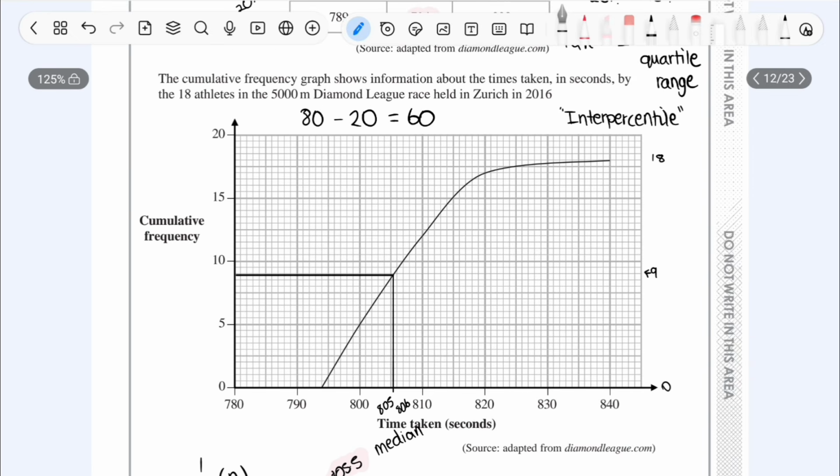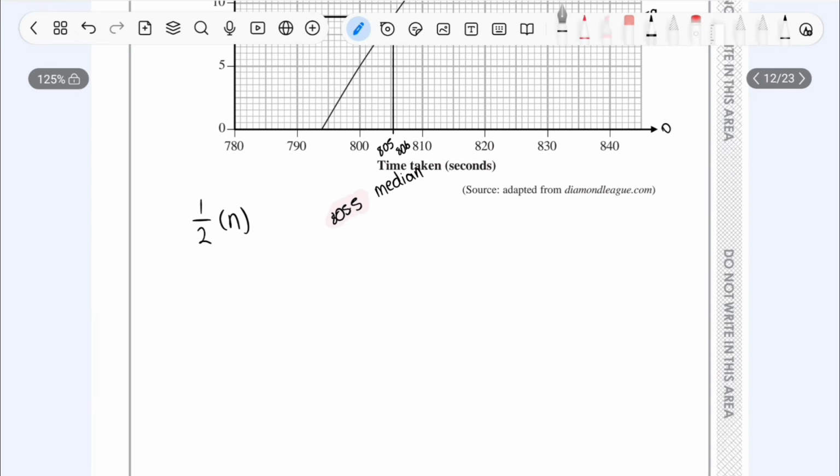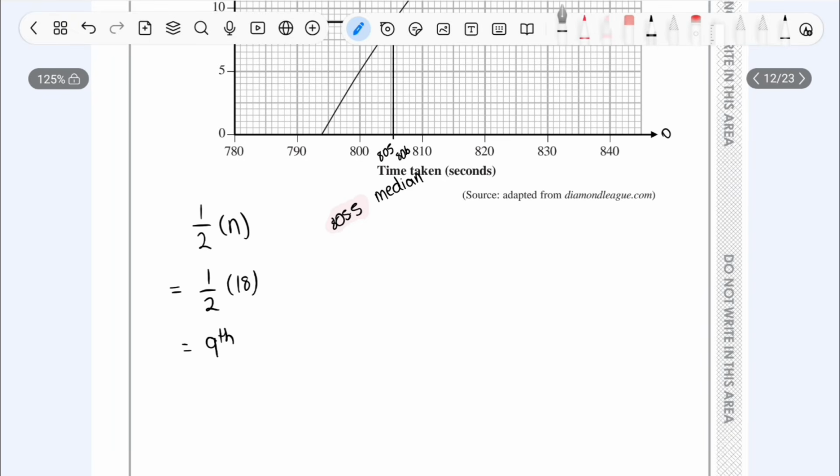So to do the 80th and the 20th percentile, we're going to apply the same thing. If you don't know what I did for this one, I didn't really go through it in detail for the median, but we did half of 18, which gave us our 9. So half of 18 is equal to the 9th value on the y-axis, or your cumulative frequency, for the median. Now if we look at our 20th percentile, rather than half, it's going to be 1 over 5, or 0.2, multiplied by our total frequency, which is 18. And that gives us 3.6.